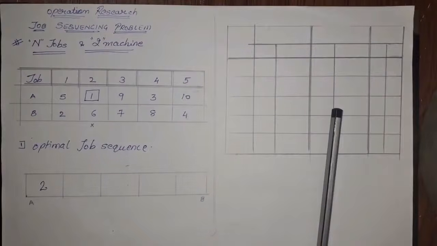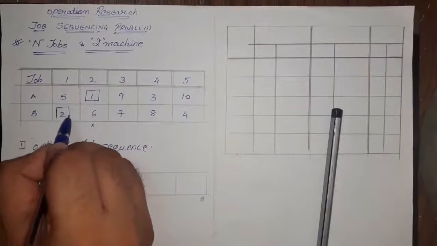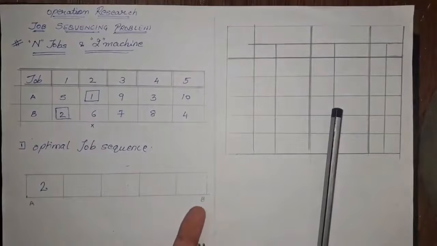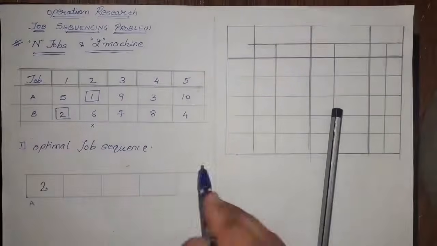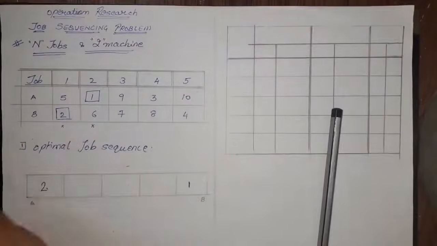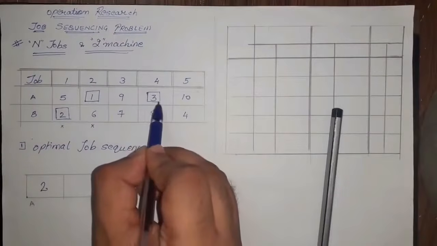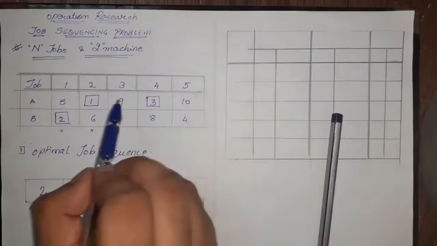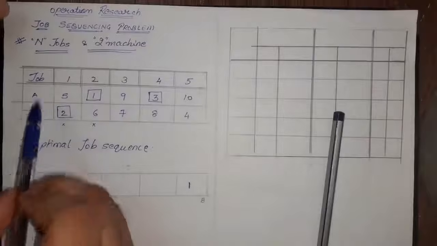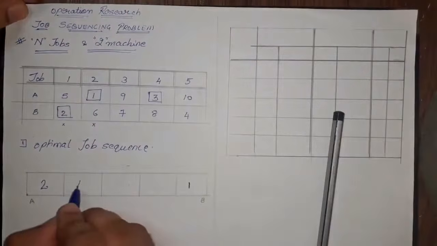Now let us find the second least. The second least is 2 hours, and that is under machine B, so it appears on the right side. It represents job number 1, so we'll note down job number 1. After 2, the next least is 3 hours. It is represented by machine A, so it will start from the left side, and it represents job number 4.